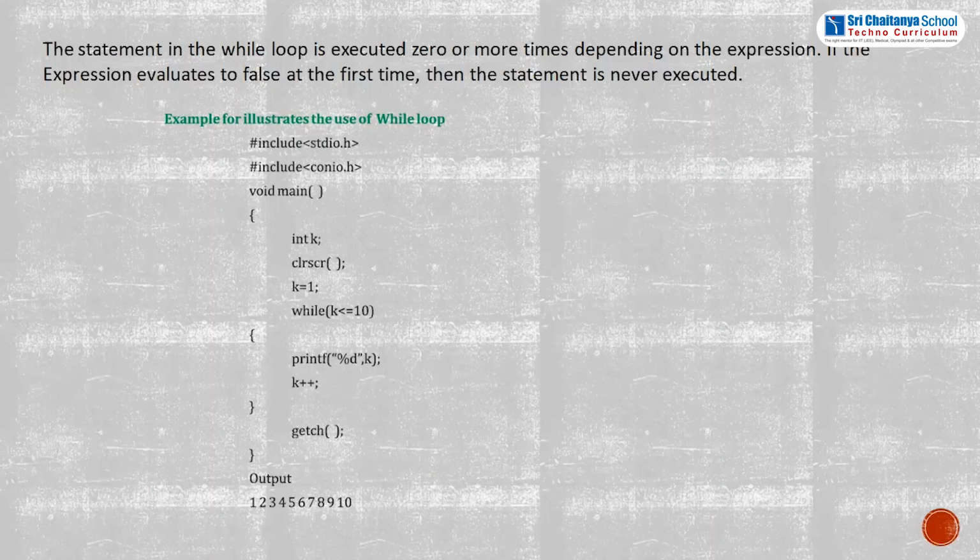So the same here, again we are going to print the values from 1 to 10. First we are going to do the declaration, which is int k, then clrscr, then we are going to use the initialization expression. What is the starting value of the counter? It is 1. Next, what is the condition? While k is less than or equal to 10, printf %d k and k++.